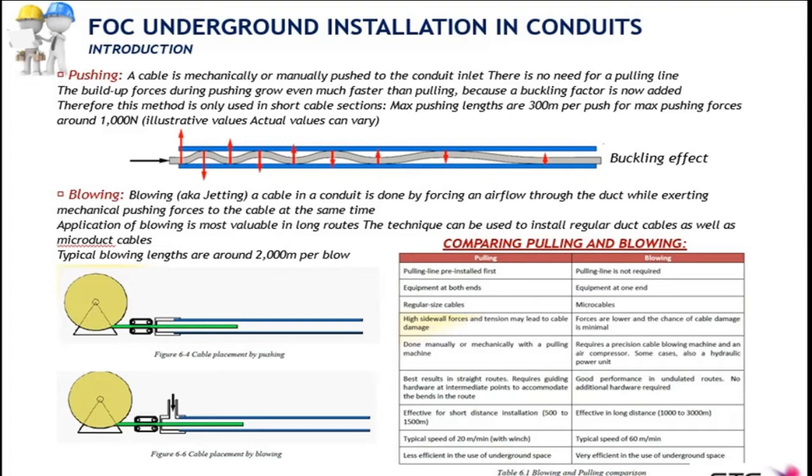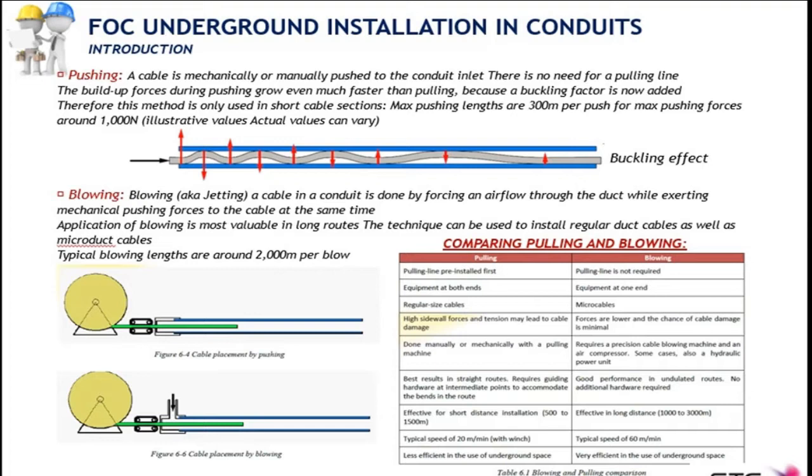However, because of the buckling effect that you can see on the drawing, the more you push a cable inside, the more resistance the cable will make against the conduit inner walls, making it bend more and more. And the more it bends, the more resistance to the pushing it presents. So this is actually limiting the installation length to very short distances.